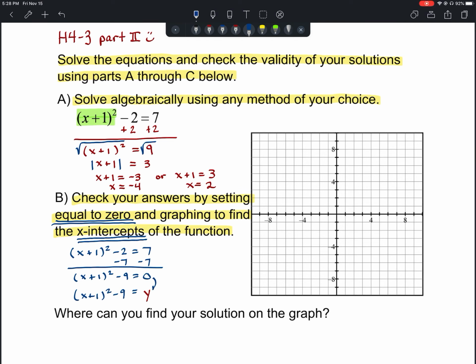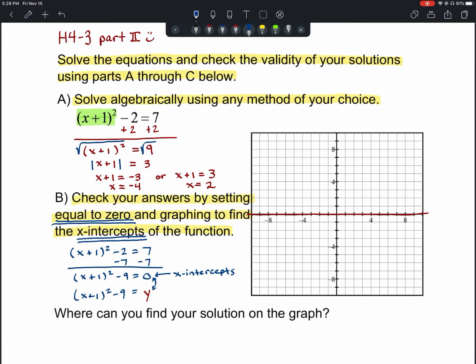Remember, though, that when your y is 0, that's referring to the x-intercepts. So when y is 0, we're referring to this line here, the x-axis. All of these points have y-coordinates that are 0. So this, we should be able to graph pretty easily. We've graphed plenty of these already this year.